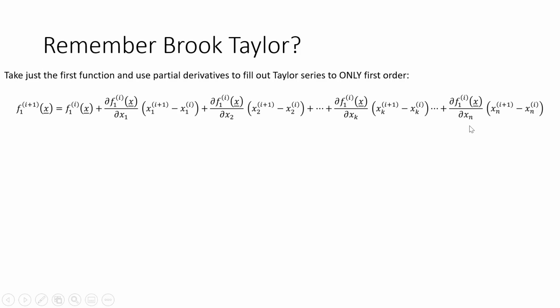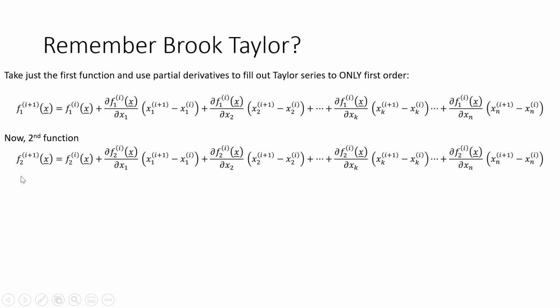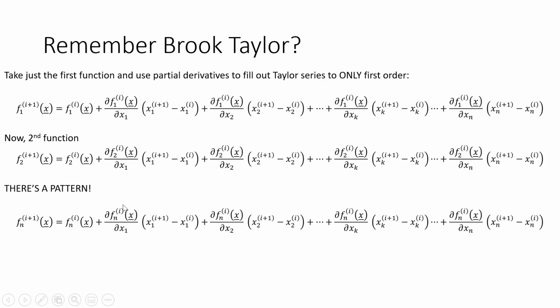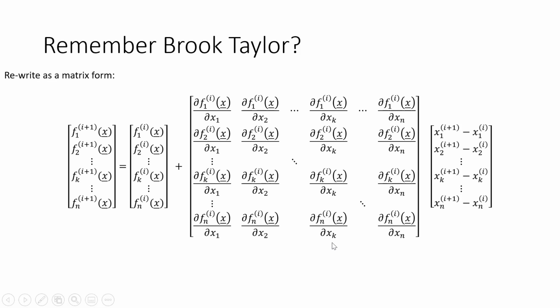It's pretty straightforward if you think about it, if you remember your multivariate calculus. So I do that for the first function, and then I repeat for the second function. I do exactly the same thing. Okay? And then there's a pattern. So you just go all the way down to the nth function, and you pretty much have it down at the micron level here.